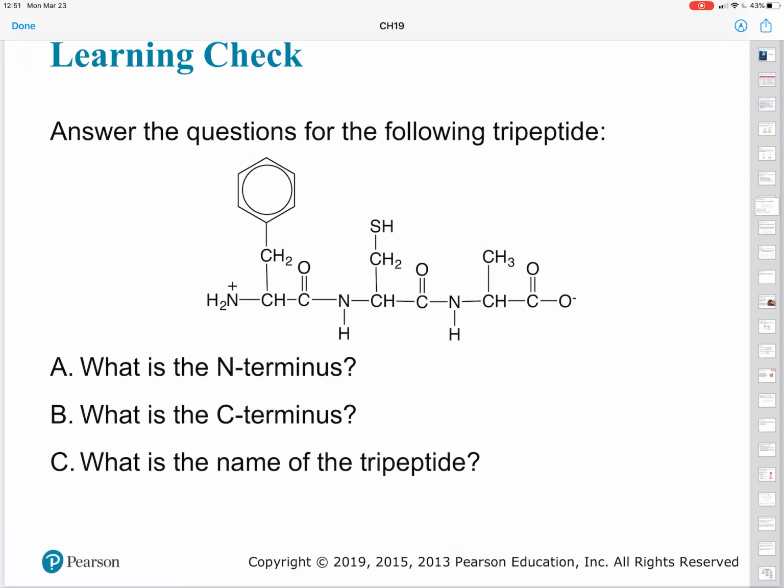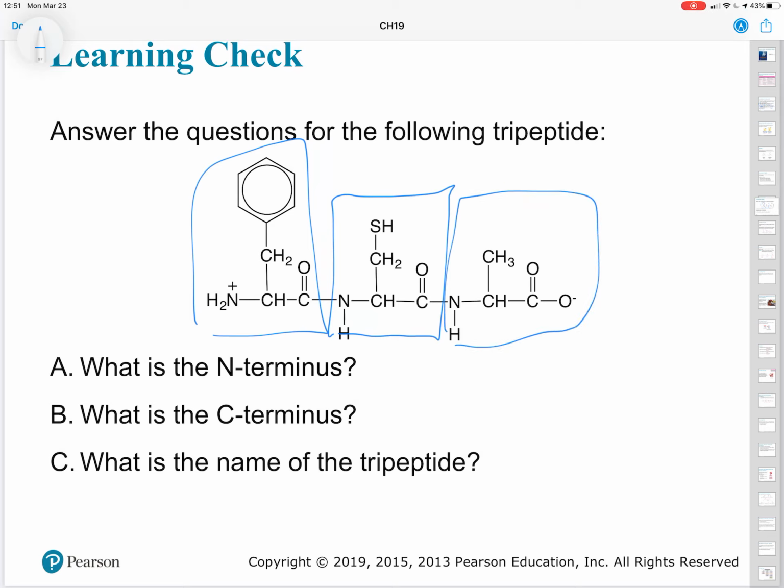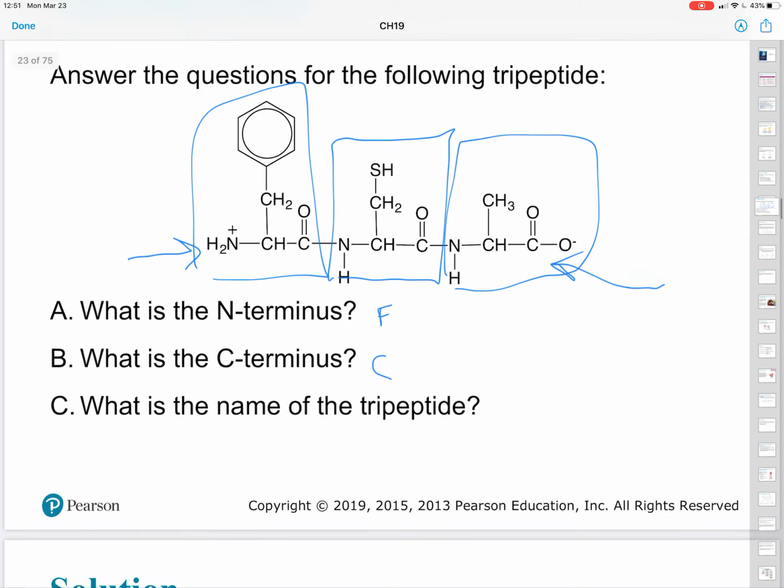Let's answer this question. So this is phenylalanine. This is cysteine. And this is alanine. That's my guess. It's been a while. N-terminus. It's going to be the side with the N on it. C-terminus. It's going to be this one. So I'm going to say this is phenylalanine. I'm going to say this is cysteine. And that the tripeptide is phenylalanyl cysteyl alanine. I'm probably wrong. Let's see.